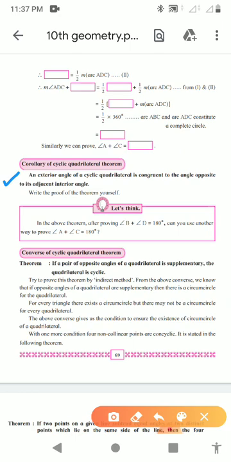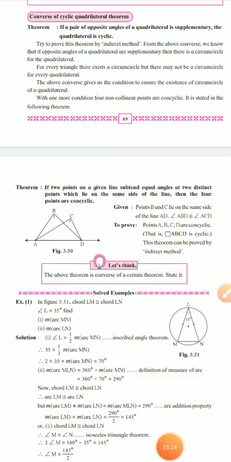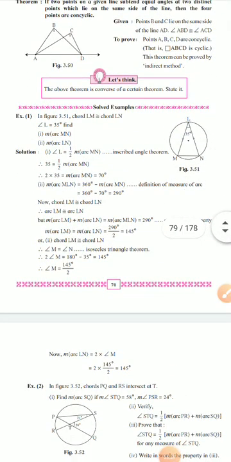Now we will see the second important theorem, that is the converse of the cyclic quadrilateral theorem. According to the converse, if a pair of opposite angles of a quadrilateral are supplementary, then the quadrilateral is cyclic. The actual theorem is: if the quadrilateral is cyclic, then the vertices lie on the circle, isn't it? And the converse of that theorem says that if a pair of opposite angles of a quadrilateral are supplementary, then the quadrilateral is cyclic. Now we will see some solved problems, and we will solve the next practice set, that is practice set 3.4.